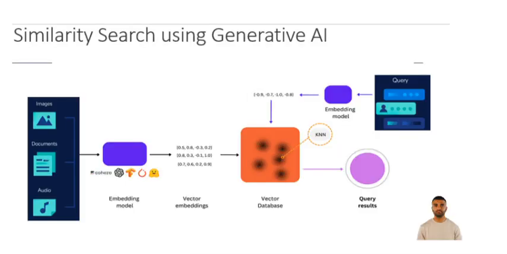Process flow. Data ingestion. The process begins with input data, such as images, documents, or audio files, which are fed into the system. These are the raw data sources from which features are extracted.